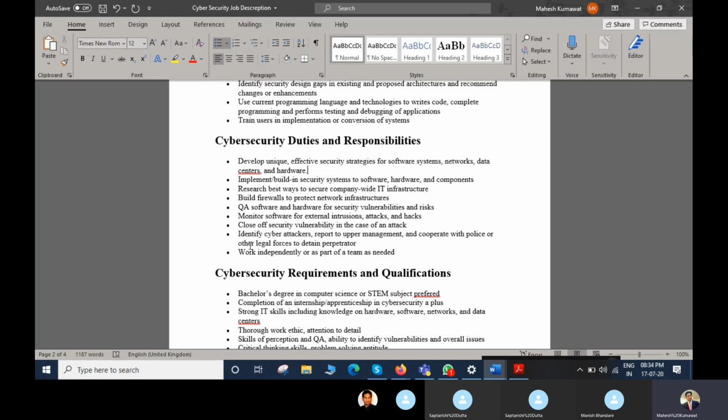Then we go to the second thing: implement built-in security systems to software, hardware, and components. How are you going to implement security systems on the software side, the hardware side, and the component side? Any answers you would like to share? How are you going to implement? Suppose I'm talking about multi-factor authentication.